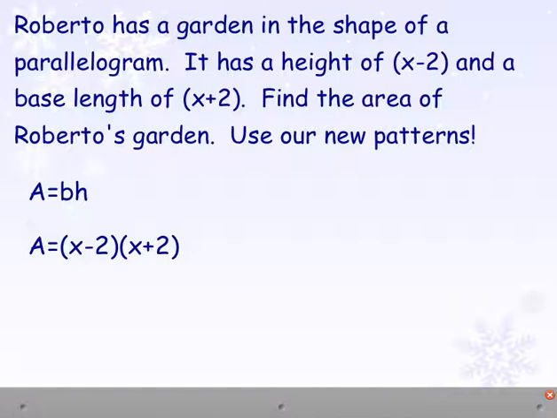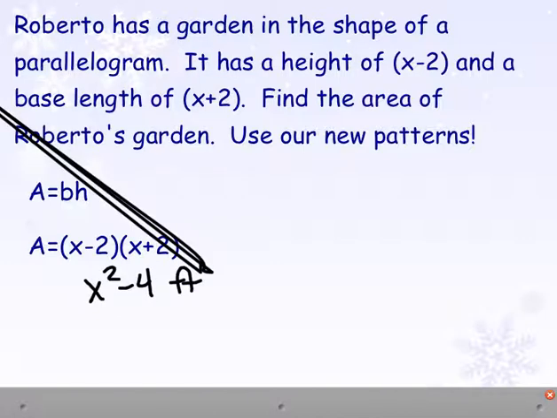Roberta has a garden in the shape of a parallelogram. Remember, we find the area of a parallelogram by doing base times height. So the height is x minus 2. The length is x plus 2. So to find the area, all we have to do is use our difference of squares to say this is x squared minus 4 feet squared. That's it.